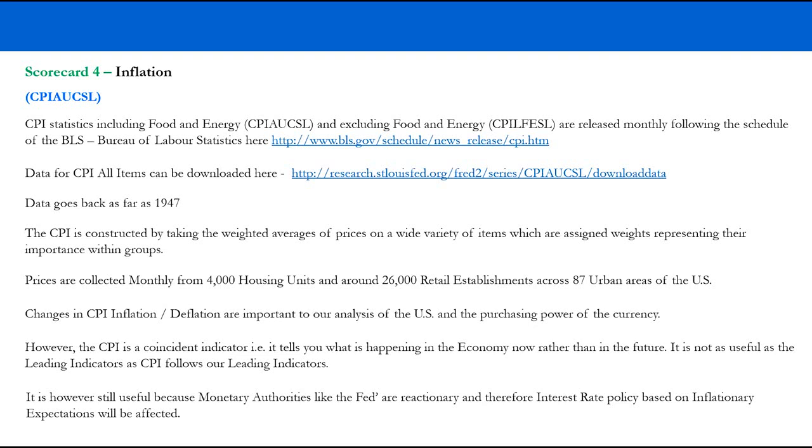But what we have to remember here is that the CPI is a coincident indicator. So it tells you what is basically happening in the economy now rather than in the future. So it's not as useful in predicting the future as the leading indicators, because the CPI basically follows the leading indicators. However, it's still useful to know about this because monetary authorities like the Fed are reactionary, as we've seen, and interest rate policy and monetary policy, so even money supply, is based on inflationary expectations at the Fed. So obviously their policy will be affected.